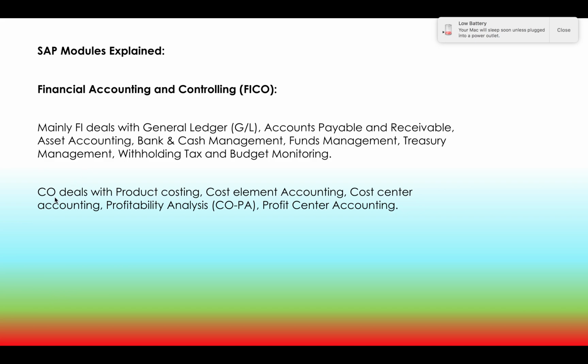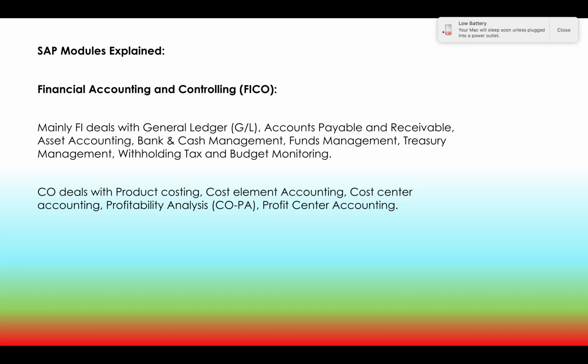Controlling is a module that deals with product costing, cost element accounting, cost center accounting, profitability analysis, and profit center accounting. These components come under controlling. FICO, both are related to payments, but there is a lot of difference when you go deeper. From outside, both look the same, but when you come inside, there are a lot of differences.